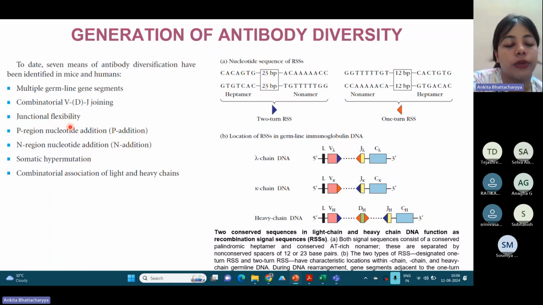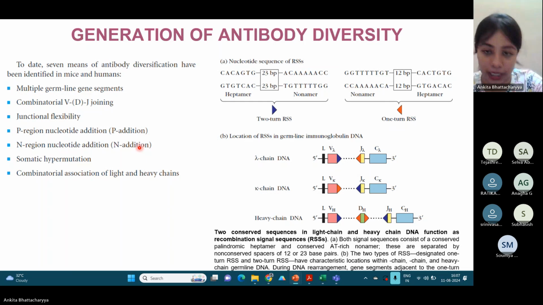What does that include? You have junctional flexibility. This I don't think has been discussed in the lecture. I will briefly be discussing it today. P addition and N addition, which is something that has been discussed, that is P region nucleotide addition and N region nucleotide addition, somatic hypermutation, and of course the combinatorial association. So these are the 7 sources or the 7 means for antibody diversity in humans and in mice.